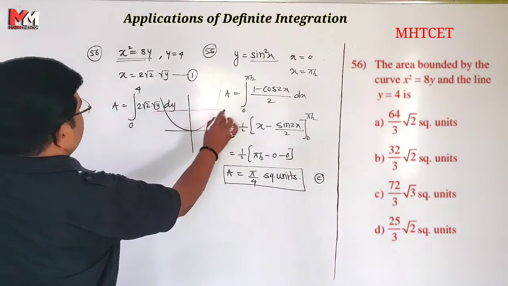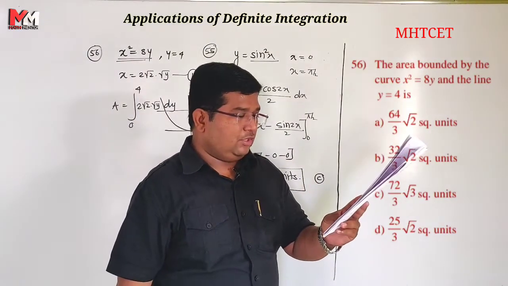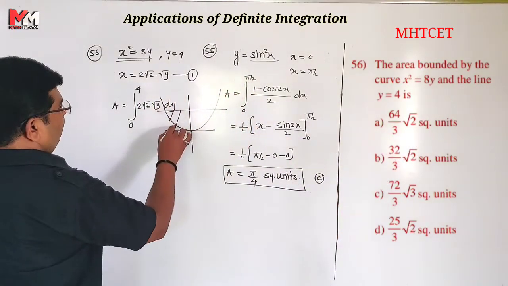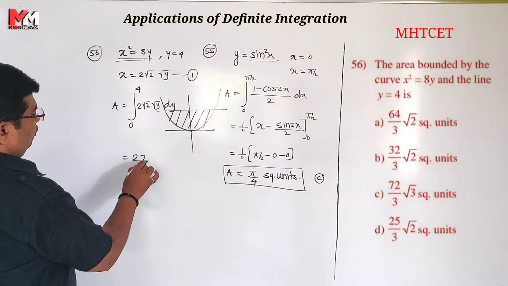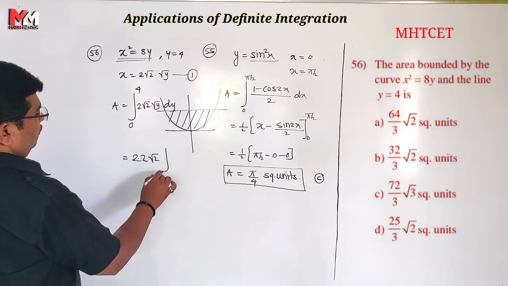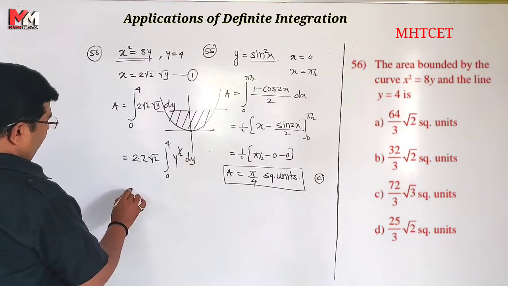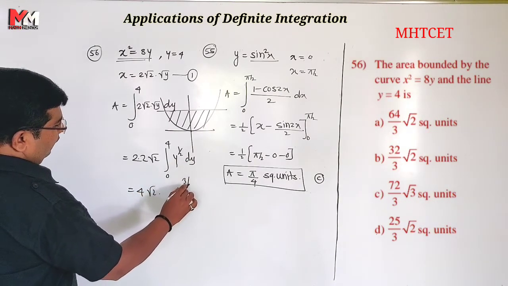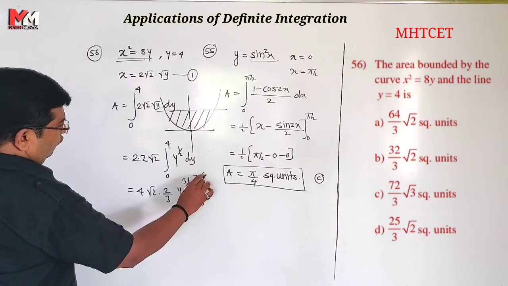This is the line y is equal to 4. So here it is not clearly mentioned, we have to double it here, twice. 2 into 2√2, 0 to 4, y raised to half dy. 4√2, y raised to 3/2 into 2/3 from 0 to 4.